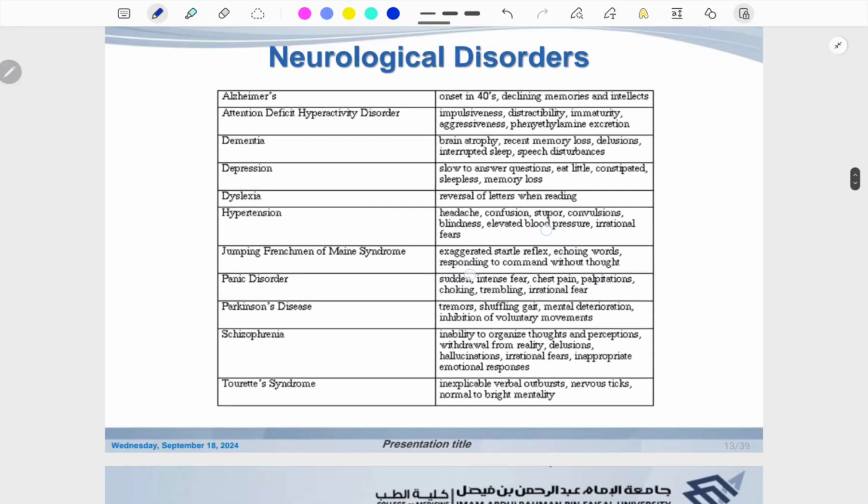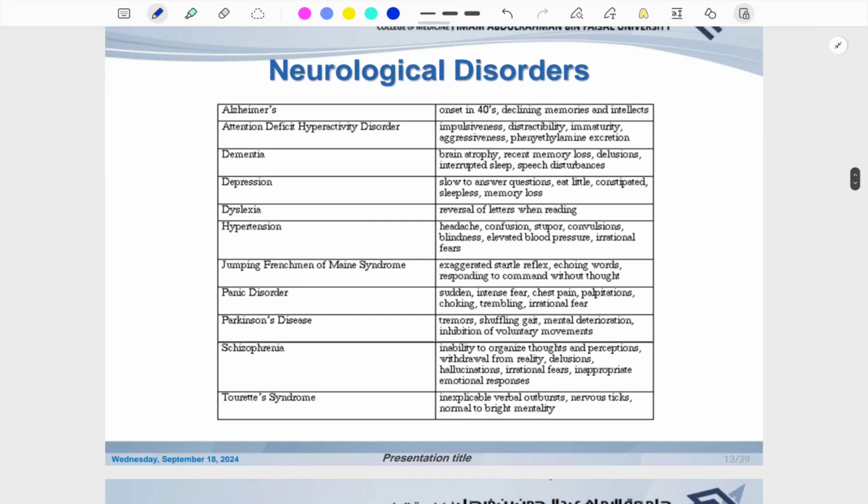Neurological disorder. What neurological disorders do you know? Parkinson. What is it? Alzheimer? Dementia? You name it. Every neurological disease, you know it is there. You understand? They're all multifactorial.